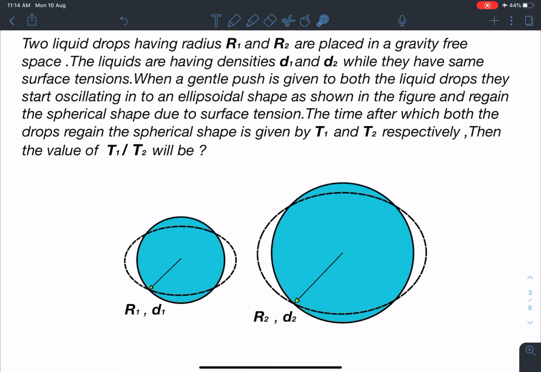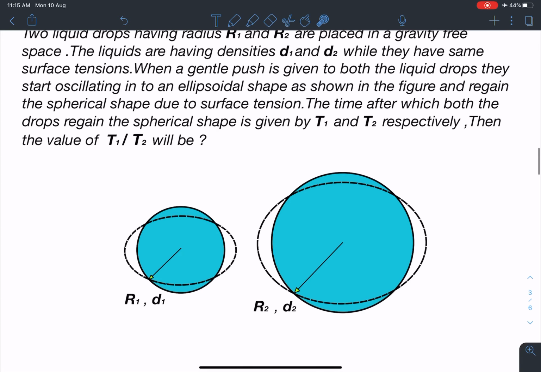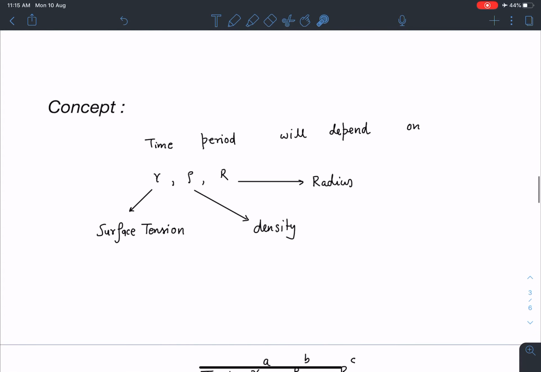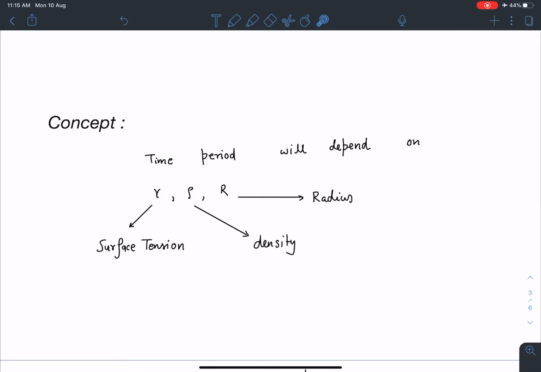I can use a method or a tool which is very handy in JEE problems, and questions have come from it very frequently. So here we are going to use dimensional analysis. We'll try to solve this question using dimensional analysis. So let's discuss this problem. Concept-wise, the time period will depend on three quantities: one is surface tension, one is density, and one is the radius. No other quantity is given, so most likely the dependency of time period will be on these three quantities only.